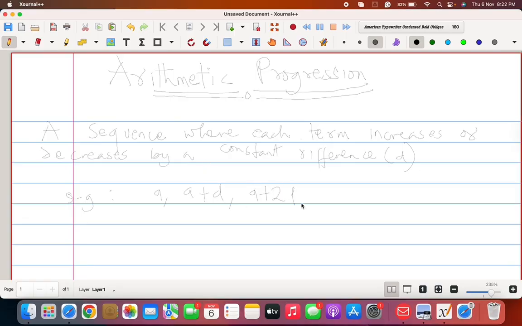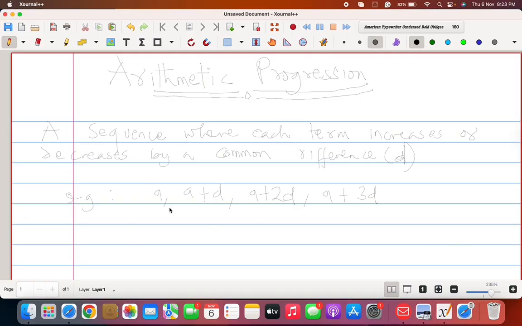So we have this, so please write down. Now, so I said a sequence where each term increases or decreases by, please, this is common difference, by a common difference. Common difference is D.